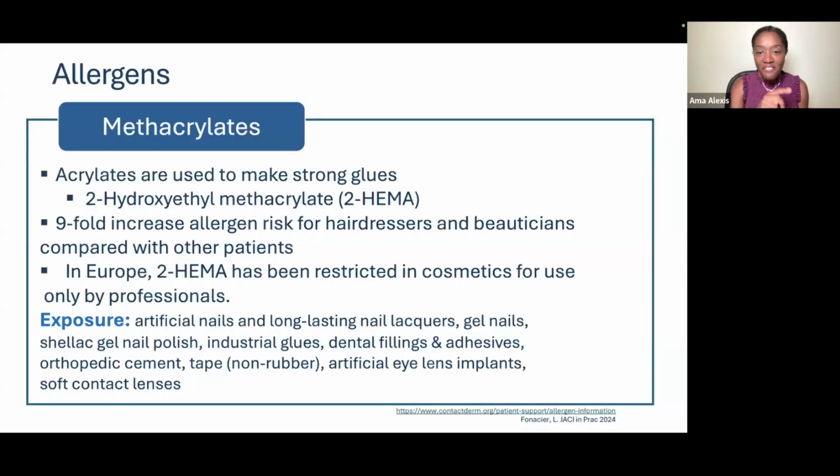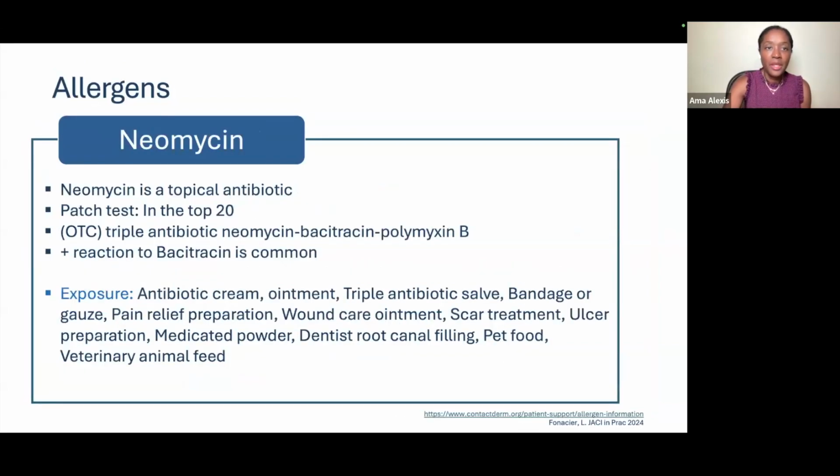And again, exposure: you see the first 5 exposures are all nail related. So artificial nails and long-lasting nail lacquers and gel nails and shellac gel. And also it can be found in industrial glues, in dental fillings, in adhesives, orthopedic cements, in tape, artificial nails, implants, which is so interesting, in soft contact lenses. So it can be found in different spaces.